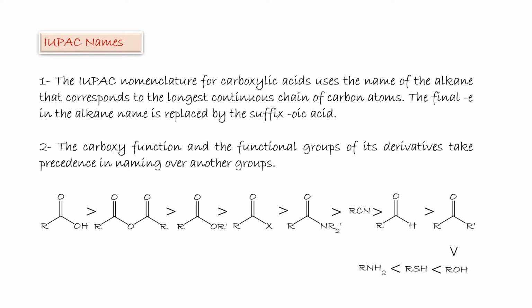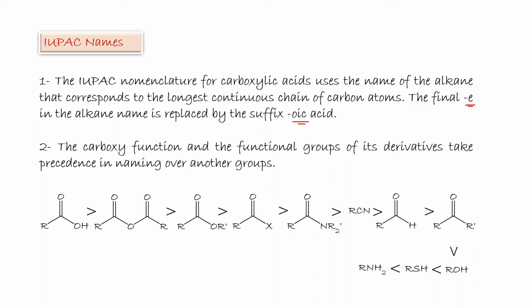For the IUPAC names, IUPAC nomenclature for carboxylic acids uses the name of the alkane that corresponds to the longest continuous chain of carbon atoms. The final e is replaced by the suffix oic. So if we have formic, C1, we call it methanoic acid. If we have C2, acetic acid, we call it ethanoic acid.